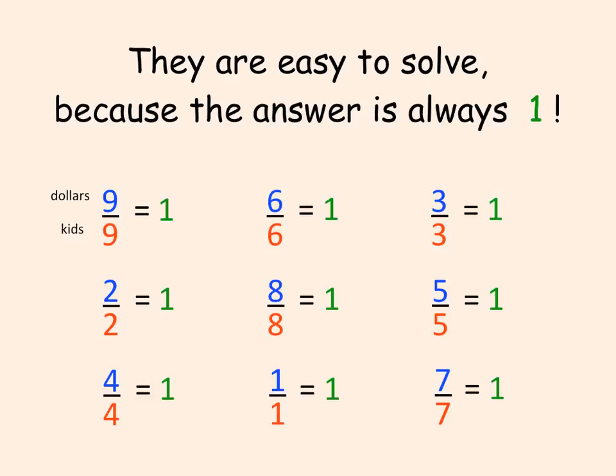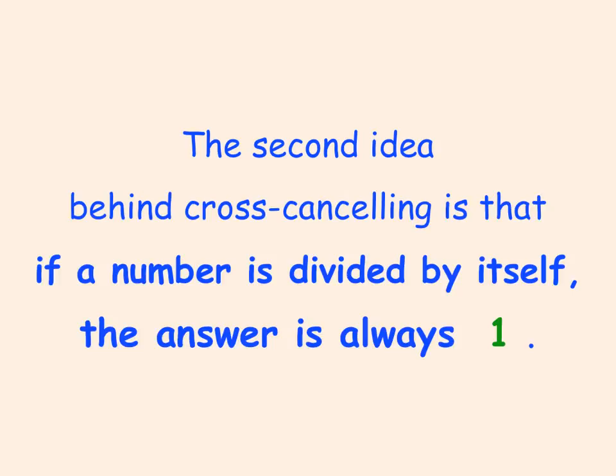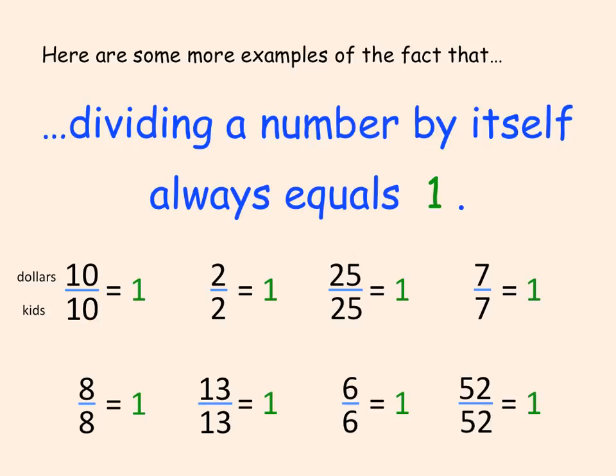These are easy to solve because the answer is always 1. The second idea behind cross-canceling is that if a number is divided by itself, like 4 divided by 4, the answer is always 1. Here are some more examples of the fact that dividing a number by itself always equals 1. 10 dollars divided by 10 kids equals 1. 2 divided by 2 equals 1. And you can look at the other examples.